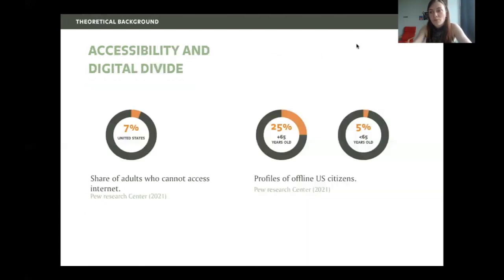It's what we generally call the digital divide, which is referring to the disparities of access to digital technologies. What you can see here is that there's 7%, for example, of the US population who don't have access to internet. But if you look at the profiles of these people, you can see that it's mostly elderly people who are touched by the digital divide. But there are also other factors like race, gender, income, or education that are impacting here.